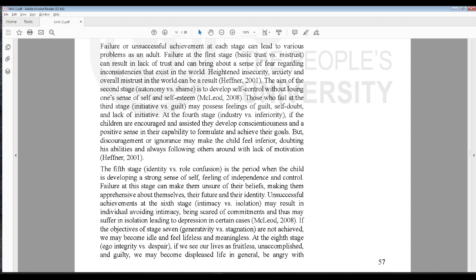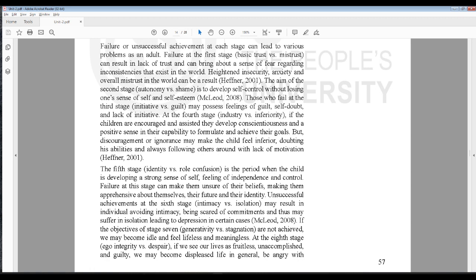The fifth stage, identity versus role confusion, is the period when the child is developing a strong sense of self, feeling of independence and control. Failure at this stage can make them unsure of their beliefs, making them apprehensive about themselves, their future and their identity. Unsuccessful achievements at the sixth stage, intimacy versus isolation, may result in individual avoiding intimacy, being scared of commitments and thus may suffer in isolation, leading to depression in certain cases.